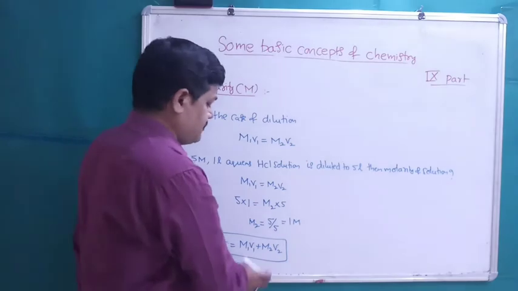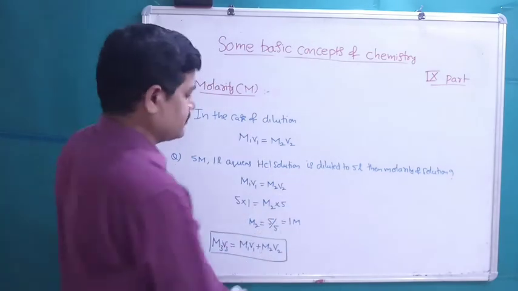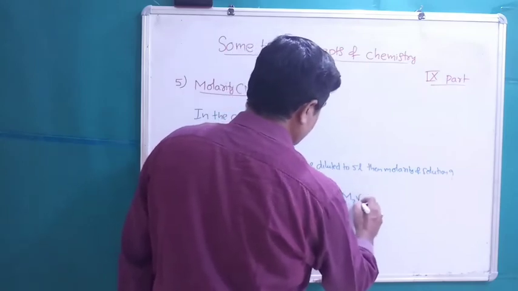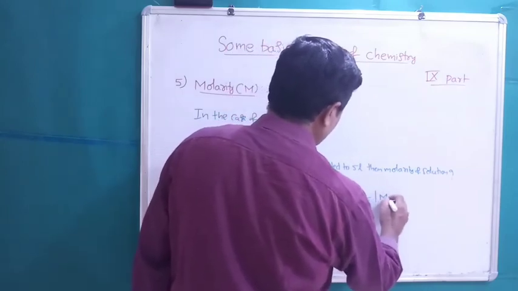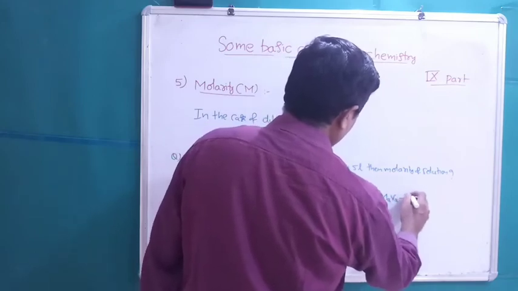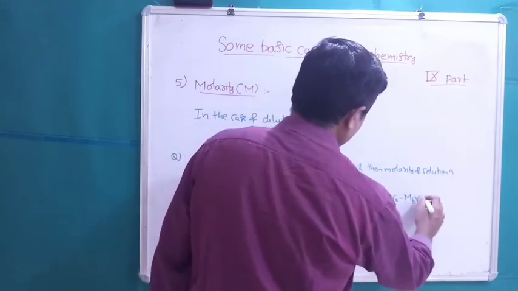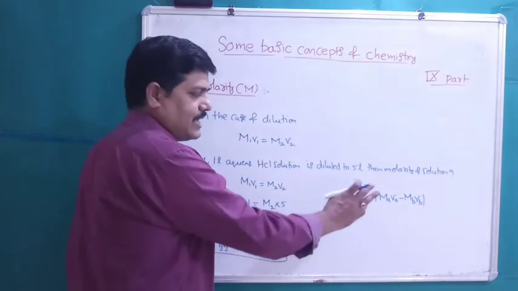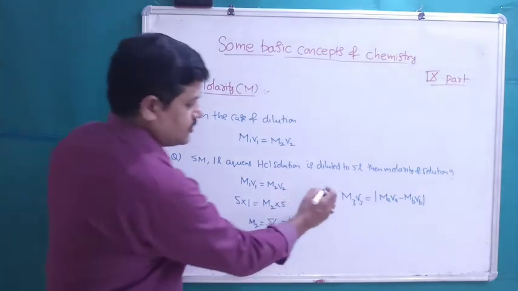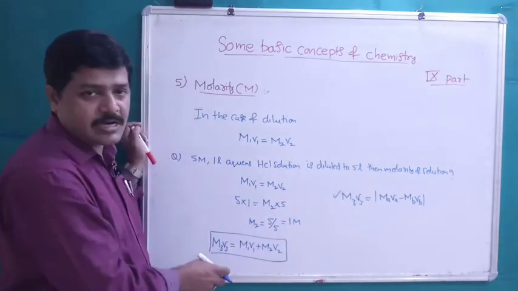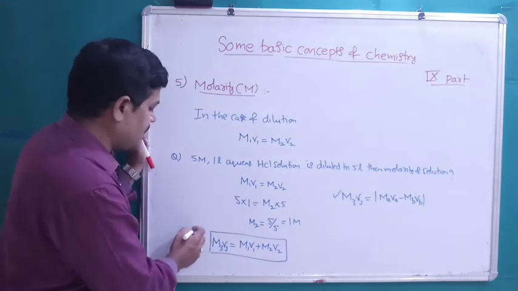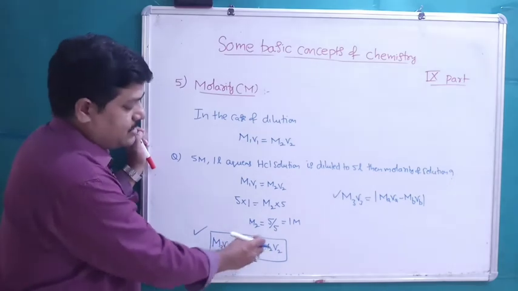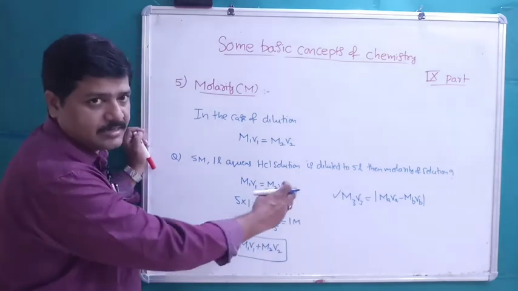For example, if one is an acid and the other is a base, in the case of dilution we can use the formula M3V3 is equal to modulus of MaVa minus MbVb. This is for when one component added is an acid and the other is a base. If both the components are similar, that is both are bases or both are acids, we can use the earlier formula. Let us take two numericals for these two.